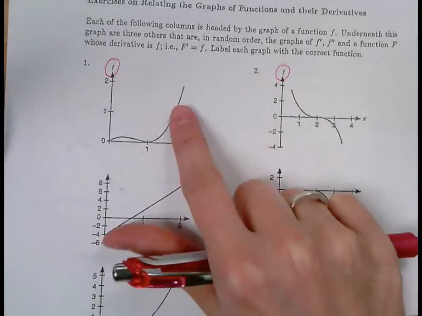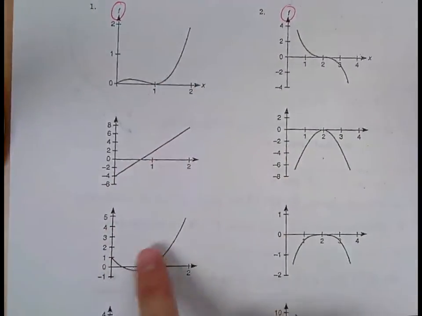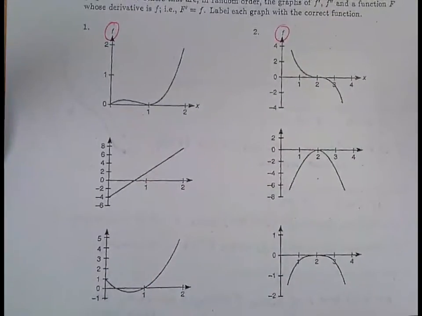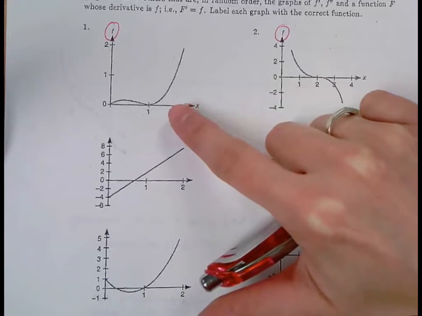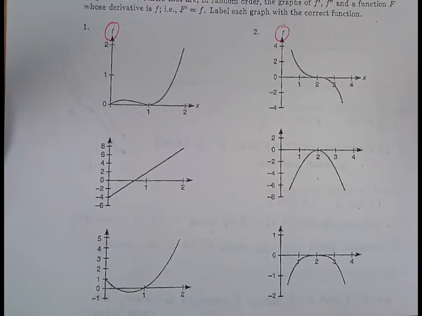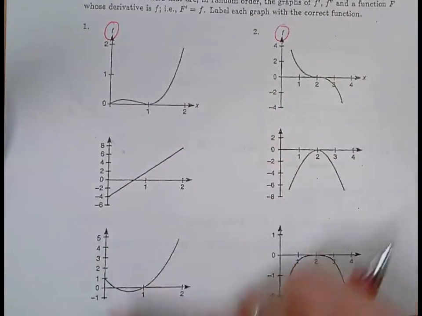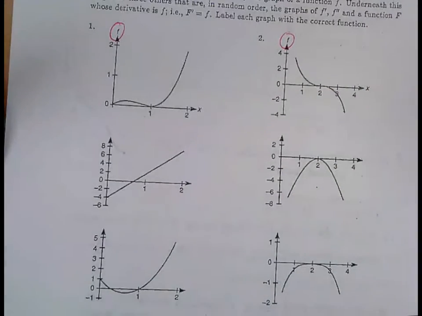So for example, in number 1, you would look at these 3 graphs and identify which one is the graph of f prime, which is the graph of f double prime, and which is the graph of the antiderivative, and label them. You would do that for both 1 and 2. So I'd like you to talk about that in your groups, identify for both problems which is f prime, f double prime, and the antiderivative.